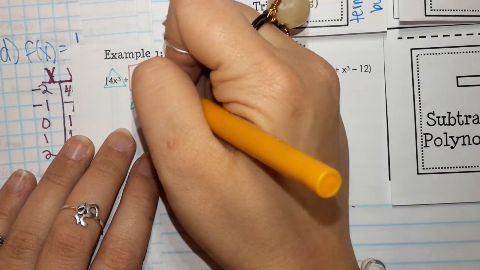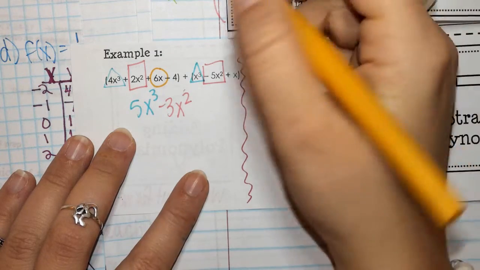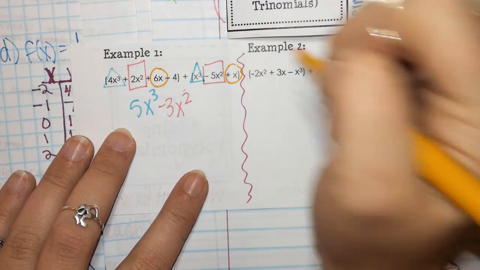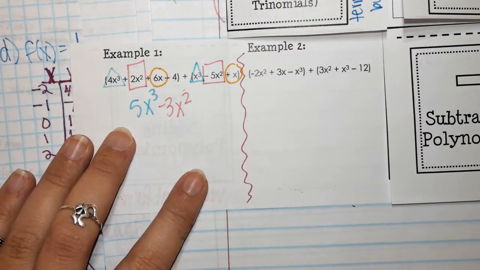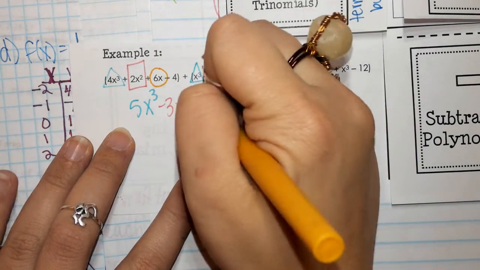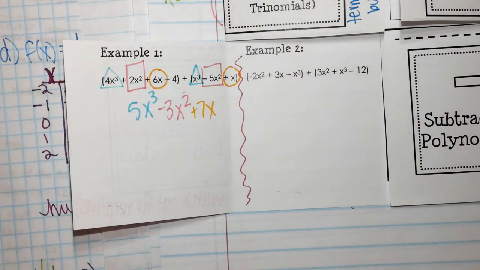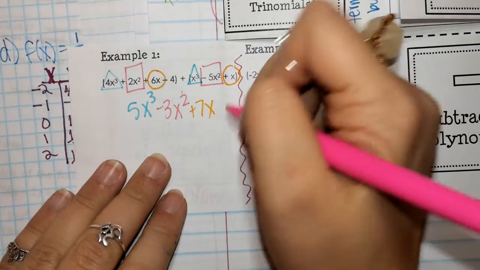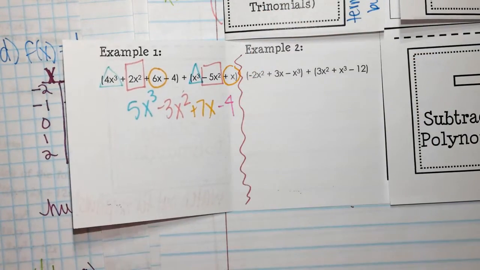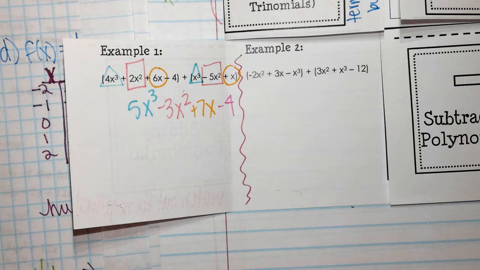I'm going to put a circle around 6x, and what am I going to match up with that 6x? And what's 6x plus x? And does anything match up with that negative 4? So I bring him down. He's the lonely friend. Minus 4.